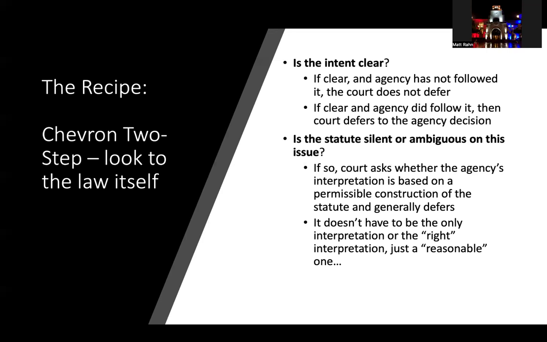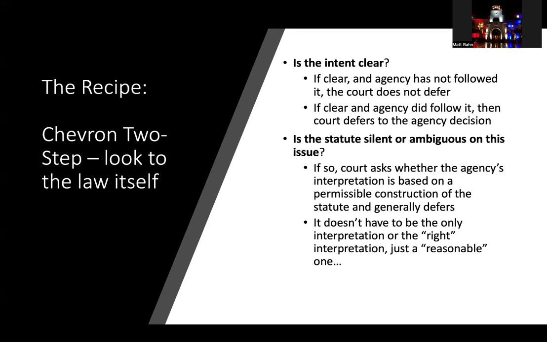But if it is clear and the agency hasn't followed it, then the court doesn't defer to the agency, right? If the law is very clear and it's obvious that the agency is not following the law, the agency has made a mistake, right? But if it is clear, and the agency did follow it, then the court defers to the agency decision. So that's the first question. Is the intent clear? Yes or no, right? But if the statute is silent or ambiguous on the issue, that's the second part, right? Is the law kind of fuzzy?